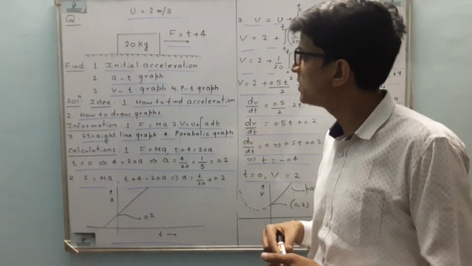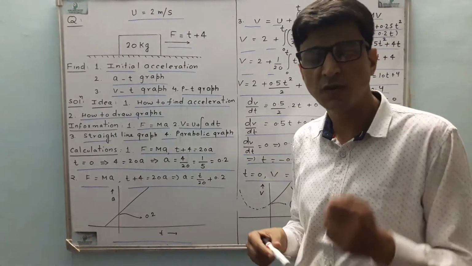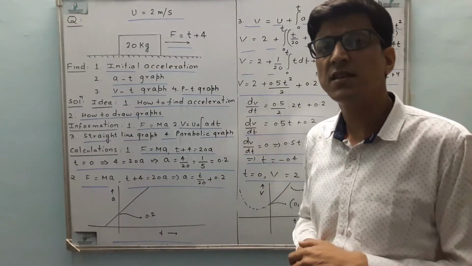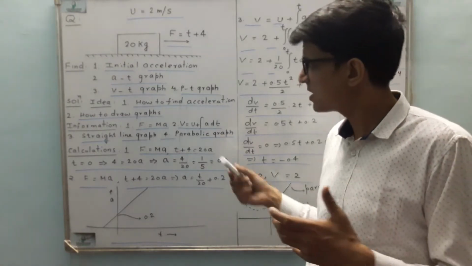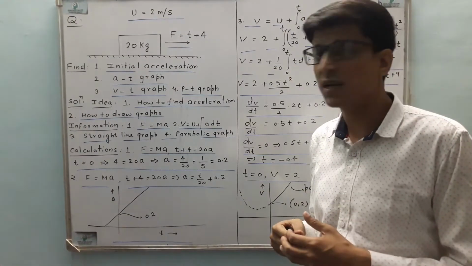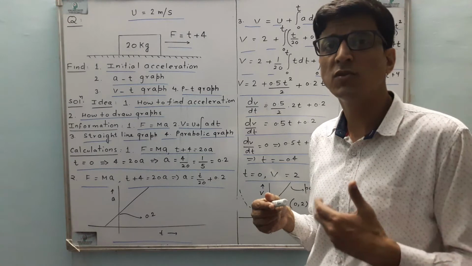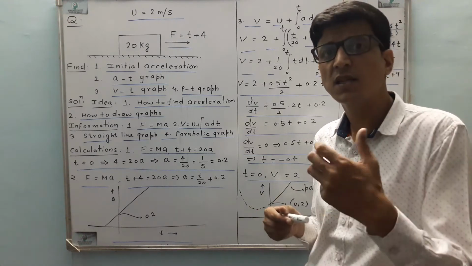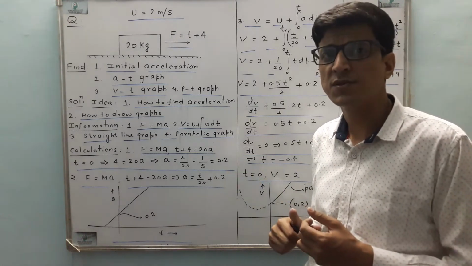As the question says, we need to find the acceleration. So the first idea is how to find acceleration. The second is we need to draw the graphs, so we need to know how the graphs are drawn. These are the basic ideas behind solving this question.